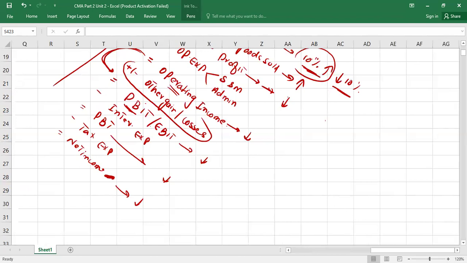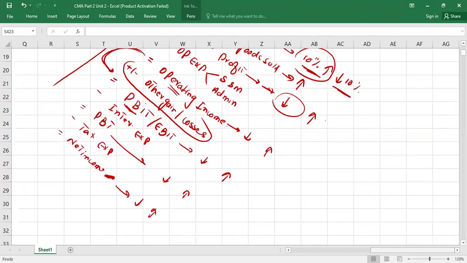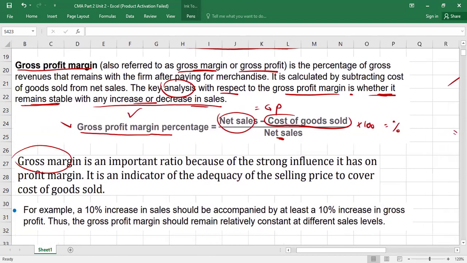So gross profit is really important because if this increases, there are more chances that your operating income will increase, your PBIT will increase, your PBT will increase, and your net income will increase. So that is why this ratio is really, really important. I'll show you how questions will be tested. So the ratio I just explained was how to calculate gross profit margin percentage, right? We need gross profit as a numerator divided by net sales and multiply by 100.